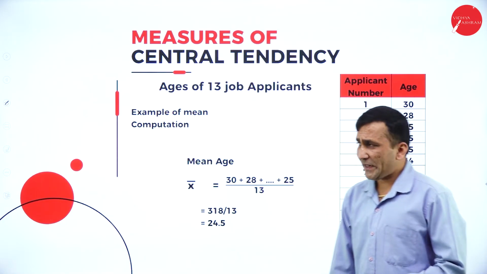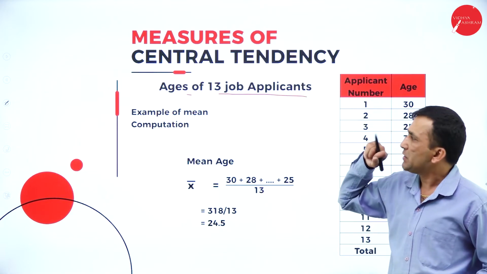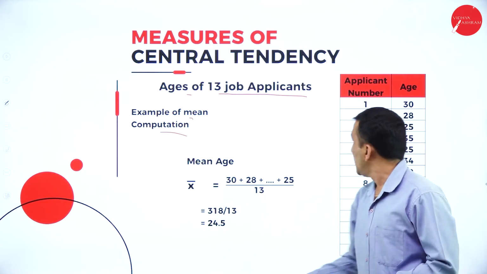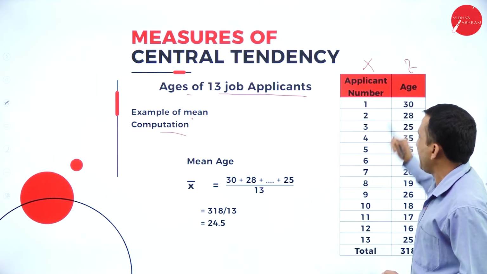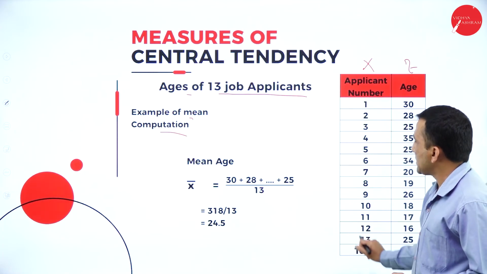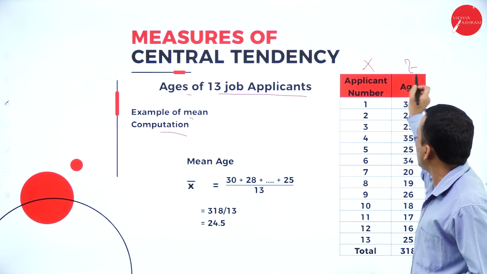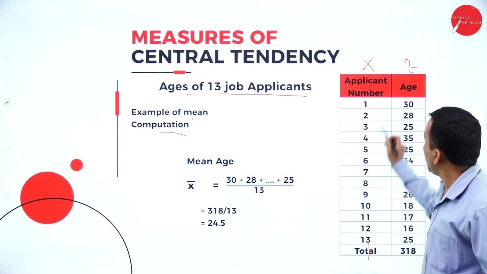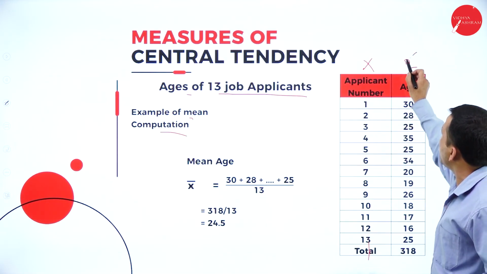There is one more example here: the age of 13 job applicants, an example of mean computation. The formula is very simple. Here the frequency is not given as such; the number of applicants is given serial-wise. Now directly, the age is considered as x.